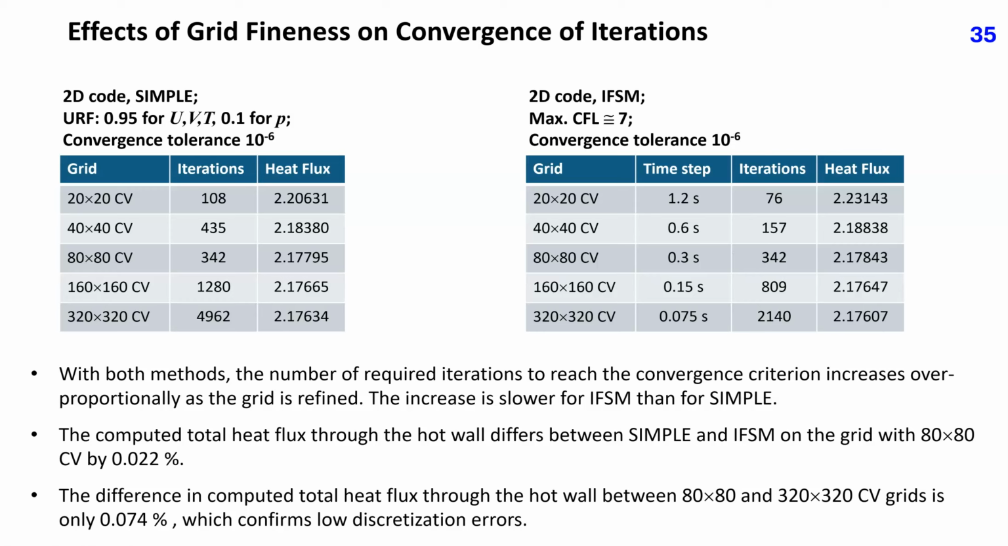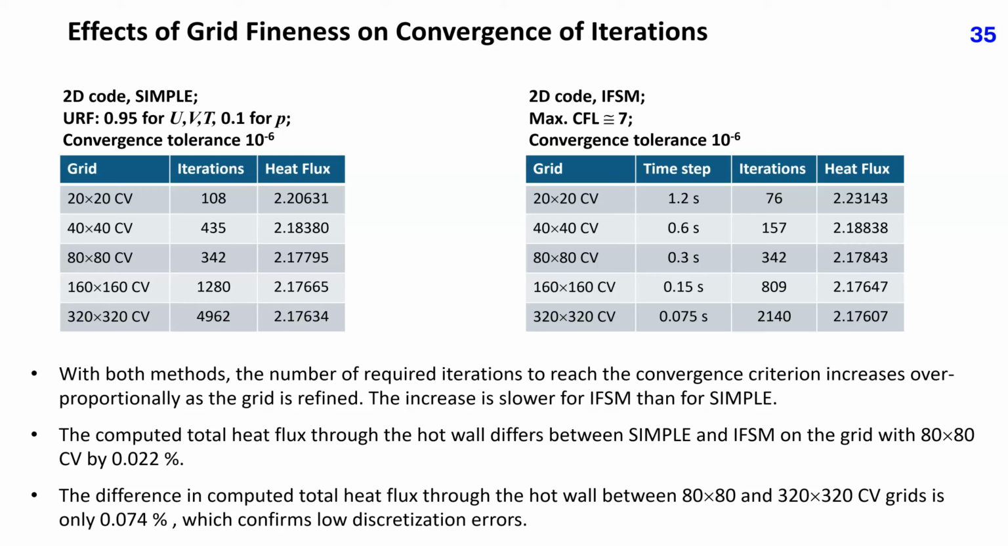With both methods, the number of required iterations to reach the convergence criterion increases over-proportionally as the grid is refined. The increase is slower in IFSM than in SIMPLE, as was the case in the previous test case.